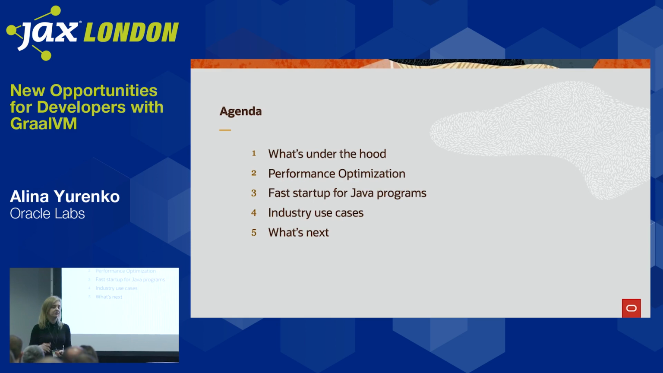Then we will talk a bit about fast startup. So this is something GraalVM is particularly popular for. So the ability to compile the application down to the native code, which can start really fast and will be no longer dependent on the JVM.